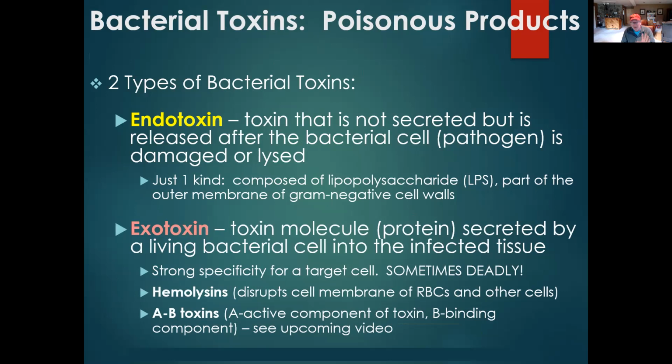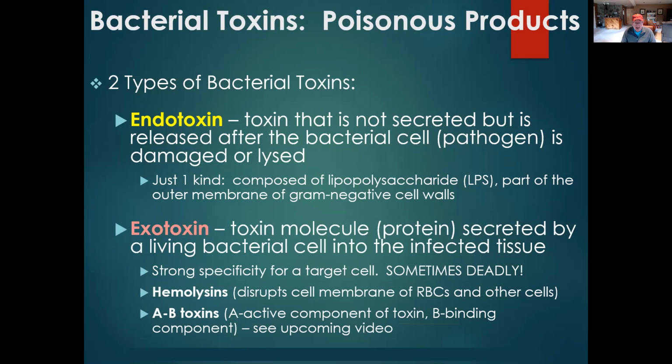So we'll talk more about endotoxins in just a moment, but I want to go down to the bottom of this slide, back to exo for just a moment, and make a comment about the last two bullets, the hemolysins and the AB toxins. So these hemolysins, as the name sort of implies, these are chemicals that lyse red cells. They cause the red cells to pop. Not good for you or me, right?